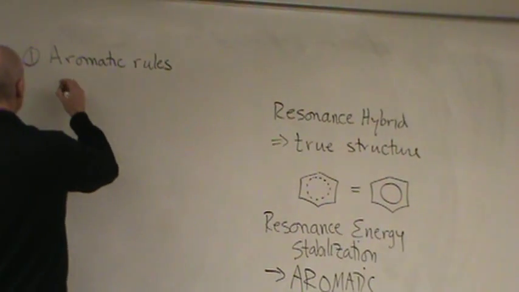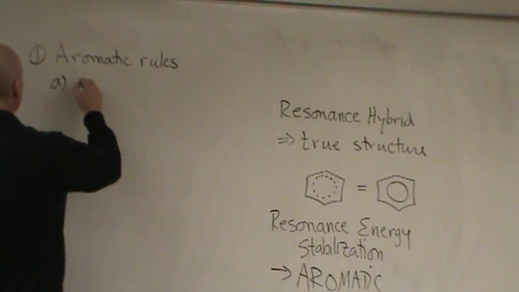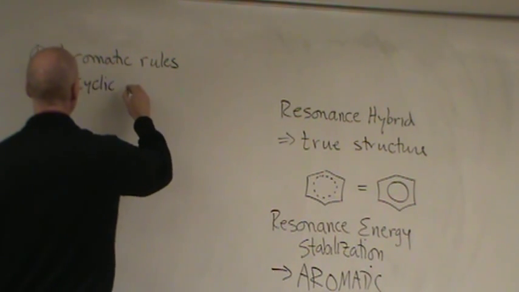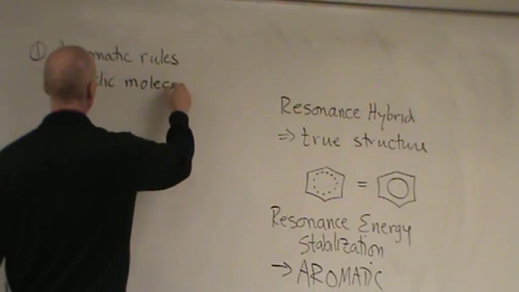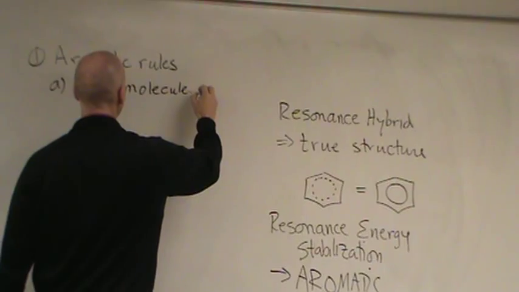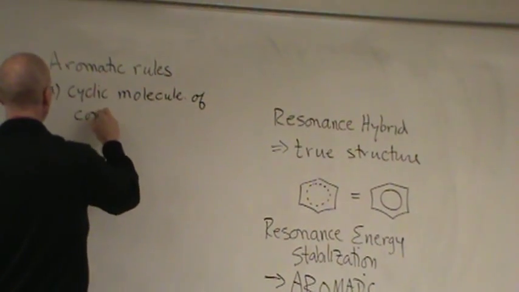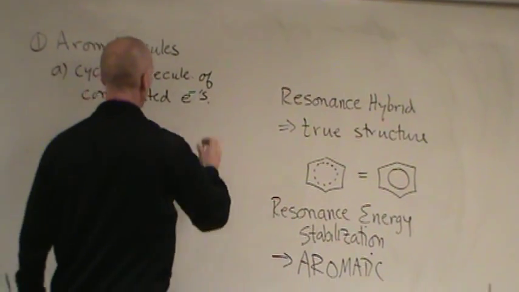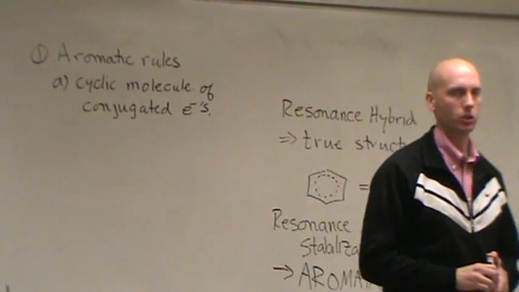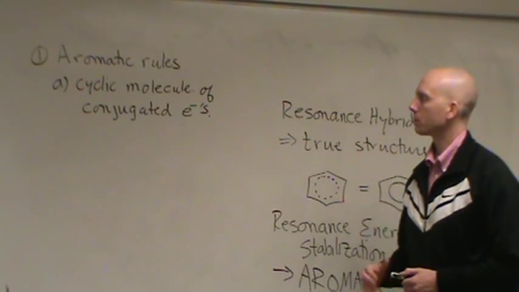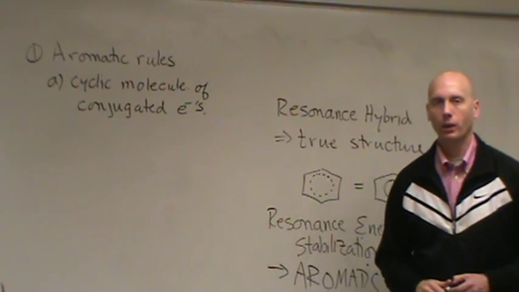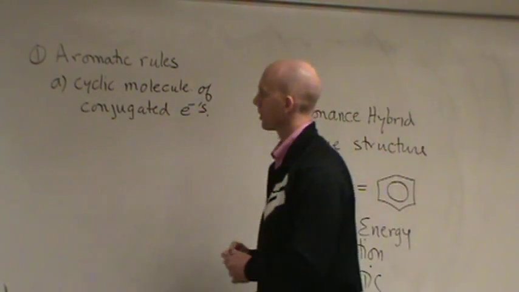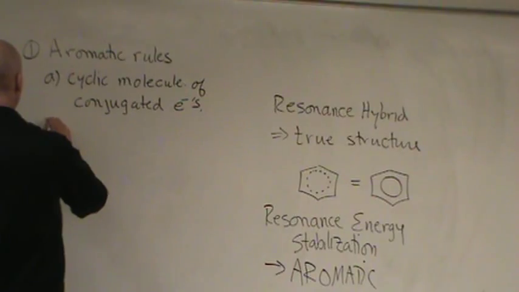There are two rules. The first rule is that we must have a cyclic molecule of conjugated electrons. We saw benzene fit that category very nicely. But the second rule is even more important.